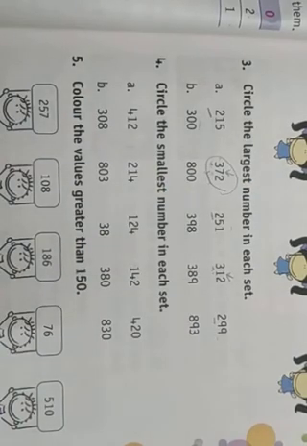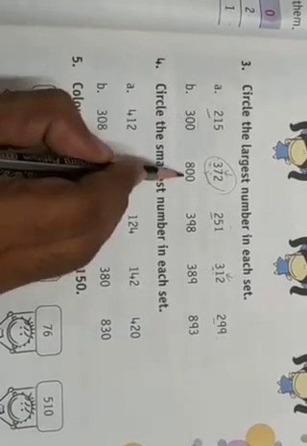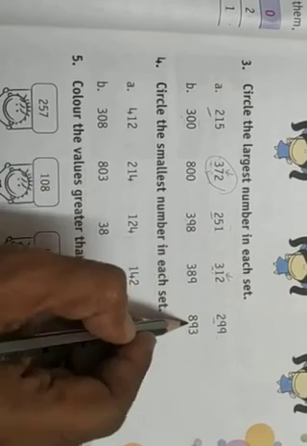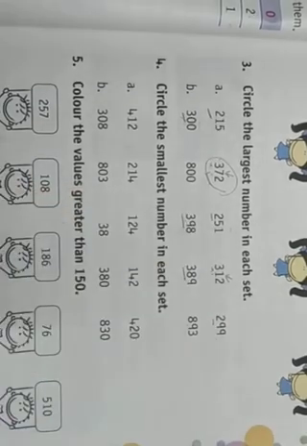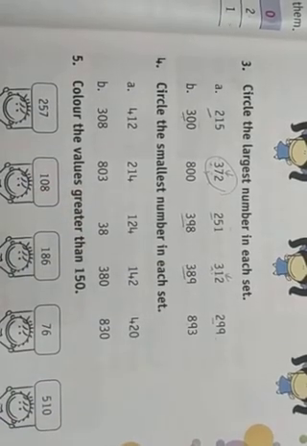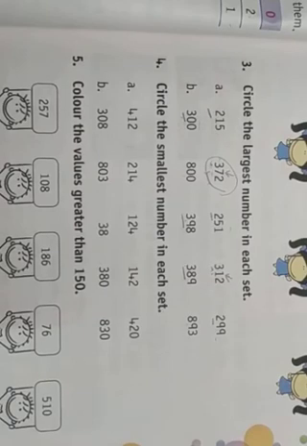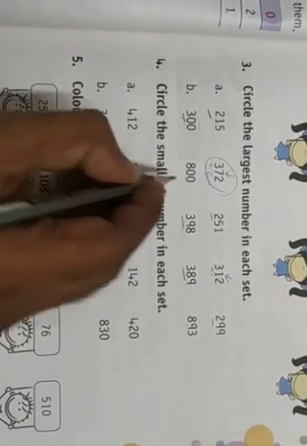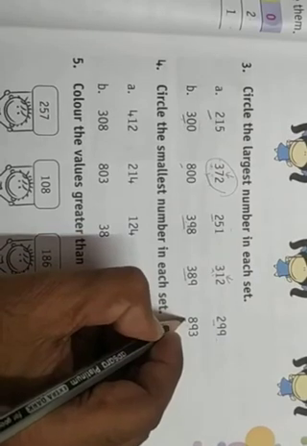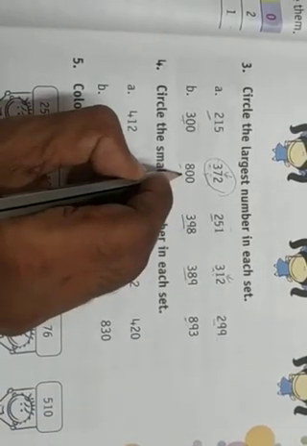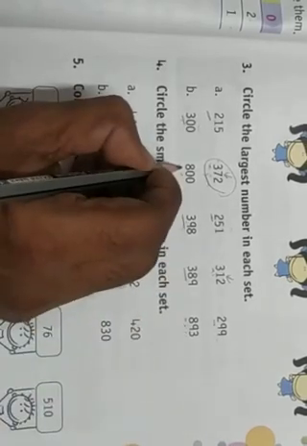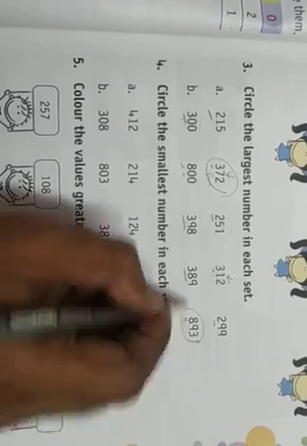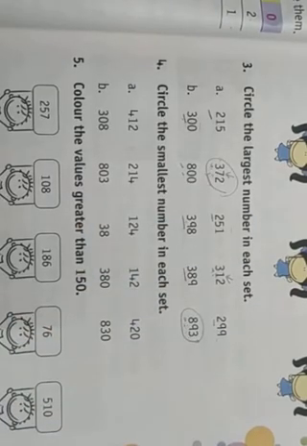That's it. Okay, so let me solve one more example based on that. So 300, 800, 300, 300 and 800. What we have to do is, 300, 300, 300 are smaller numbers when compared to 800. Forget about those numbers and focus on the 800s. Here in the hundreds place is 8, here in the hundreds place is 8. Whereas in the tens place here 0, here 9. So of course 893 is bigger than 800. So this is the largest number in the given set of numbers.